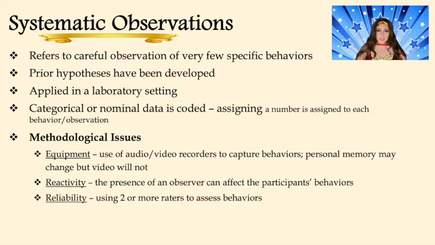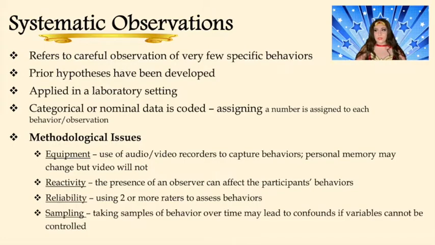So the last methodological issue when it comes to systematic observations is that of sampling, right? We know that we don't want this third variable or confounding variable problem. And so in order to mitigate that, what we do is we try to practice as much experimental control as possible. But if we take samples of behavior over time, this may lead to confounds if those variables cannot be controlled by us as the researchers.